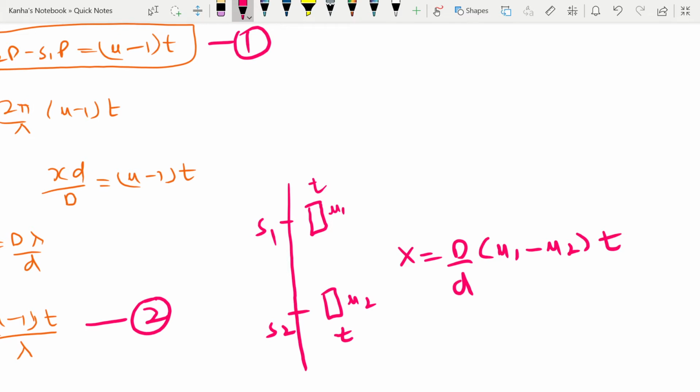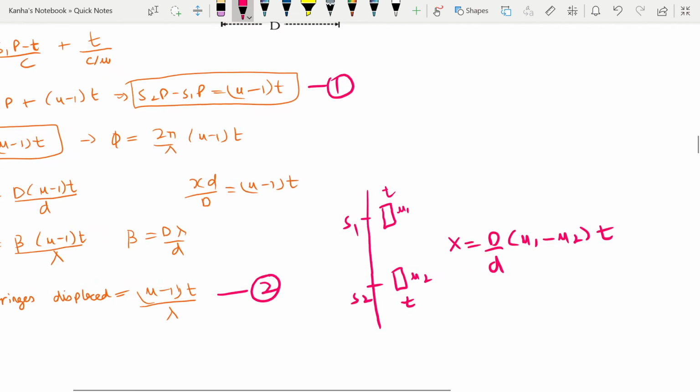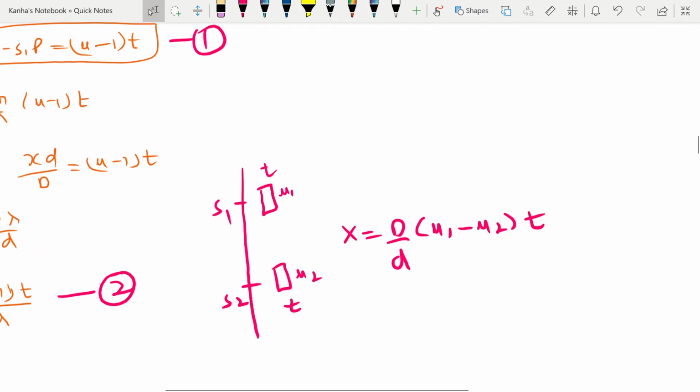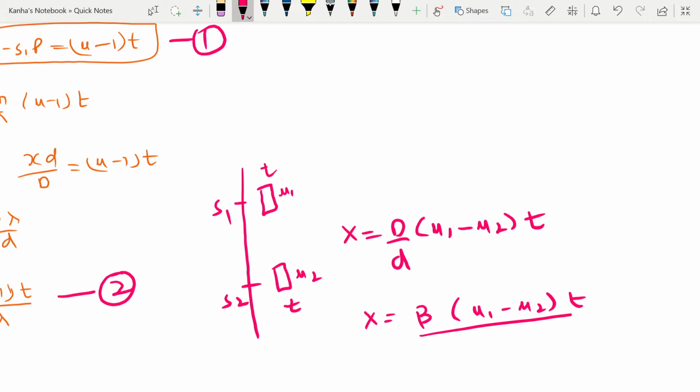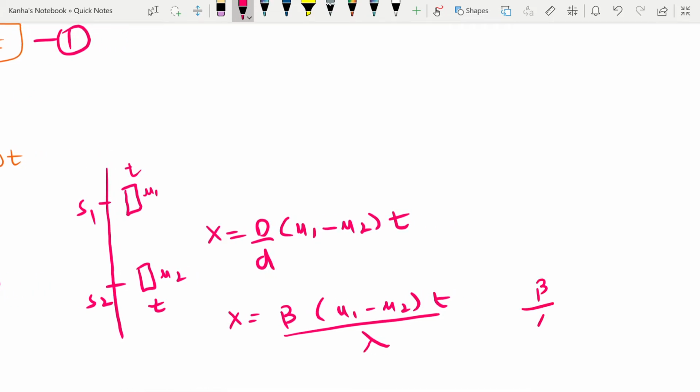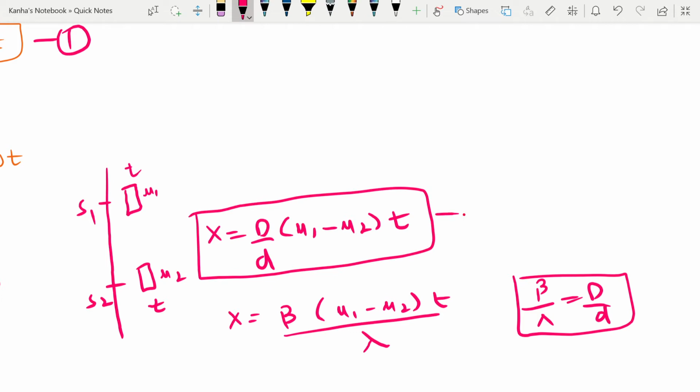Okay, this should be clear every time. And the distance of the displaced fringe from the central fringe will be equal to beta times mu1 minus mu2 into T by lambda, where I know that beta by lambda is equal to D by d. Okay, but even if you remember this it is quite sufficient. This will also work on the same logic.